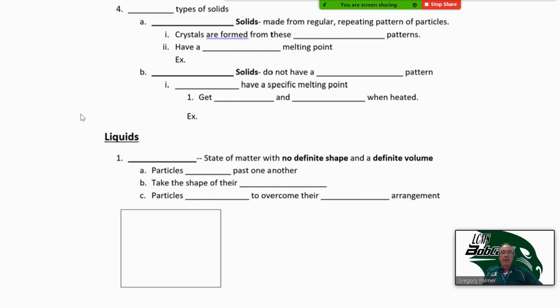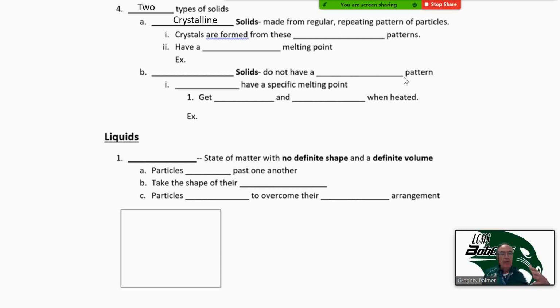Okay, well, welcome back. We continue on with the kinetic theory and discovering solids, liquids, and gases. Probably in elementary school, when they talked about solids, liquids, and gases, they didn't tell you that there's really two different kinds of solids. The first kind of solid is called a crystalline solid, and its name tells us exactly what it is. It's a solid made from a regular repeating pattern of particles.